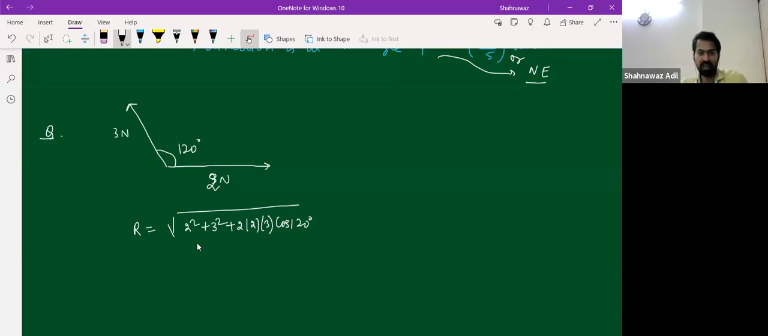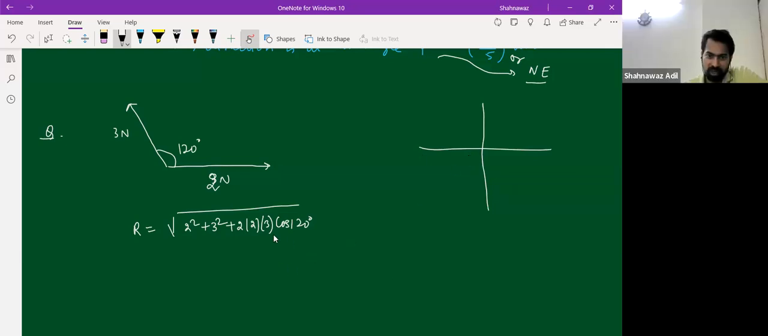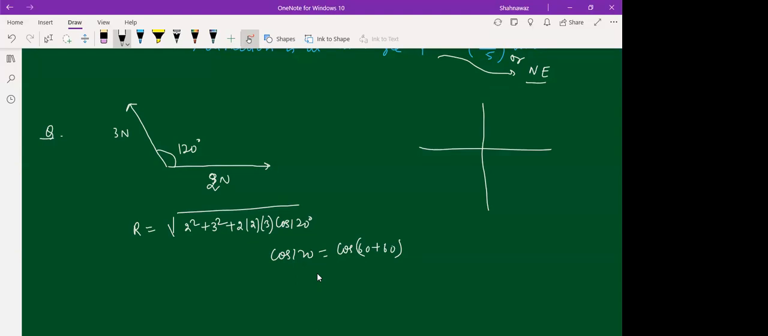So this lies in the second quadrant, right? 120 lies in the second quadrant. So do you guys remember the trigonometric relation? So how will you write cos 120? Cos 60 plus 60 we can write. Then after that, how will you proceed? 1 by 2 plus 1 by 2 is equal to 2 by 2 and then 1.